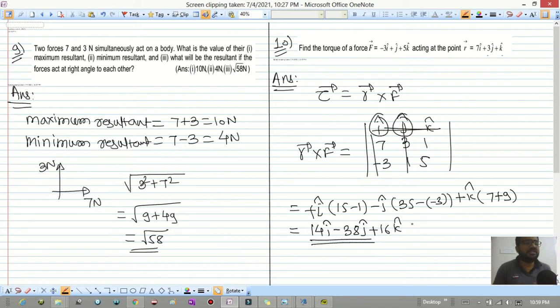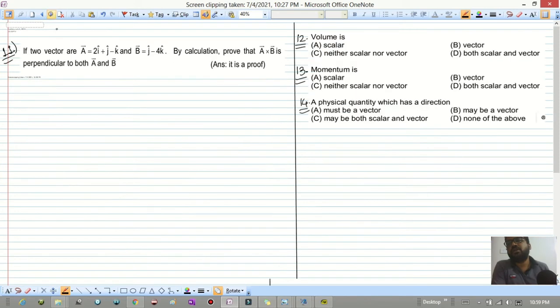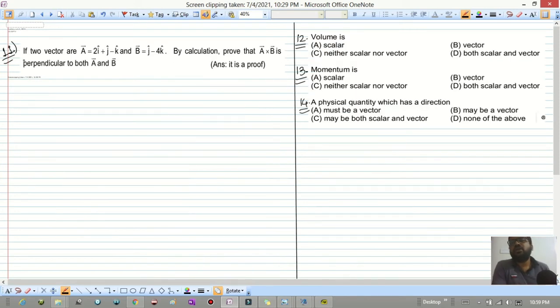So I hope this is clear. Now you have 9th and 10th solution. Okay, after this we have 11th. If two vectors are given, by calculation prove that A bar cross B bar is perpendicular to both A bar and B bar. So firstly we'll calculate A bar cross B bar.